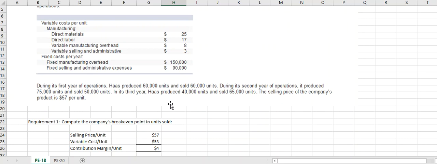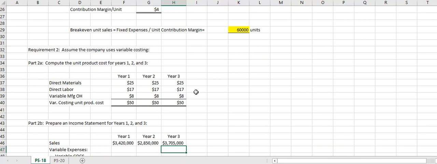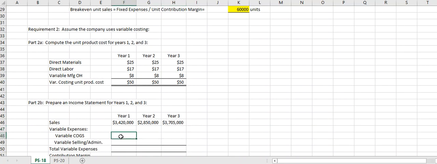So in the first year of operations, we sold 60,000 units. Right now I'm calculating the variable cost of goods sold. So 60,000 units that we sold, and they cost us $50 in variable cost each. So 60,000 times $50 each is $3 million.